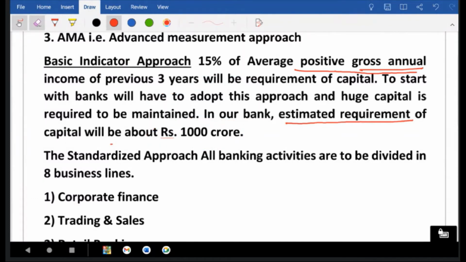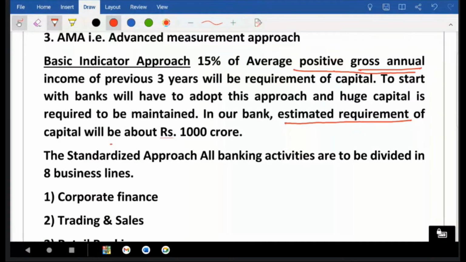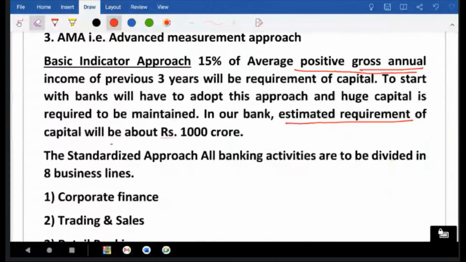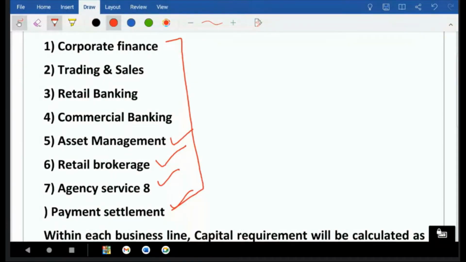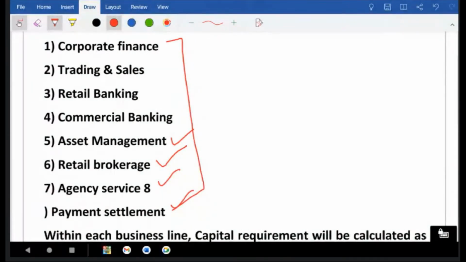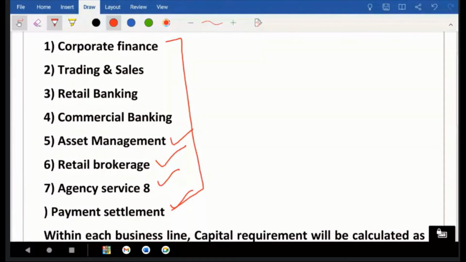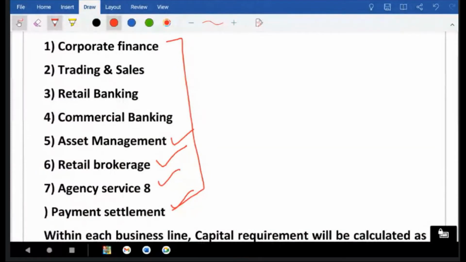Now, the standardized approach: all banking activities are to be divided into 8 business lines. Okay, so we'll see them one by one. Number one is corporate finance, trading and sales, retail banking, commercial banking, asset management, retail brokerage, agency service, and payment settlement. So these are all 8 activities. Maybe in your bank you may not have 2, 3, or 4 of these businesses, but overall, these activities are carried out by the bank. Corporate finance may not be in your bank.